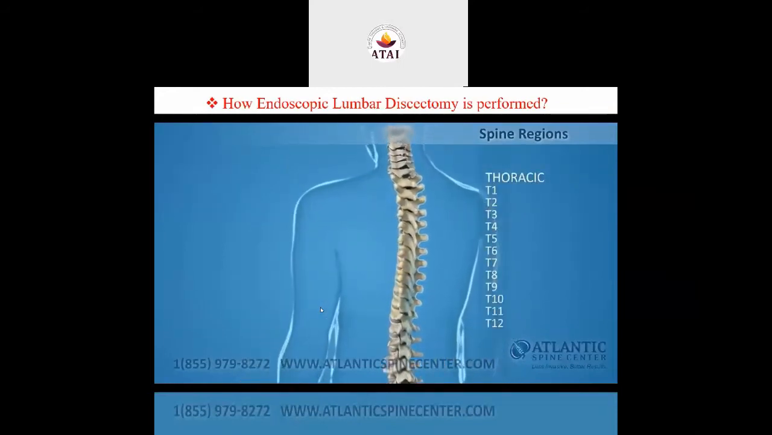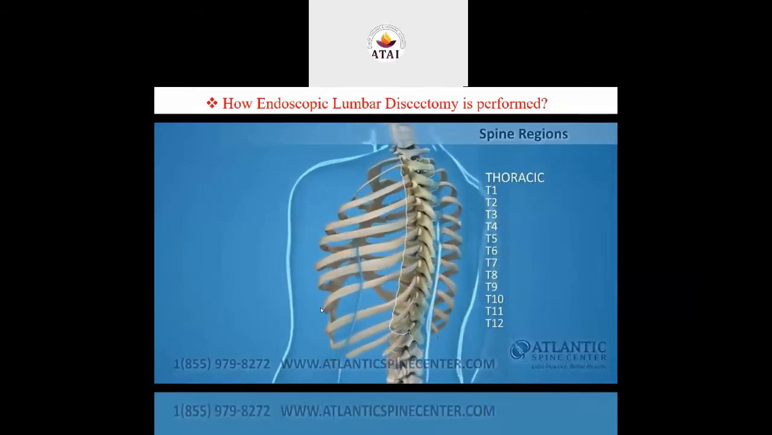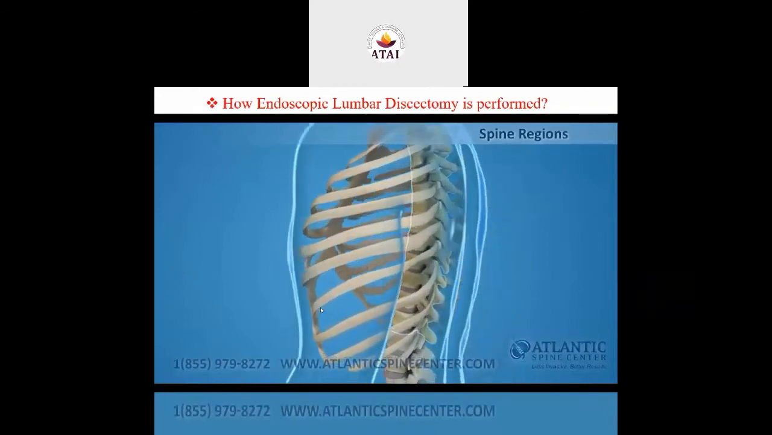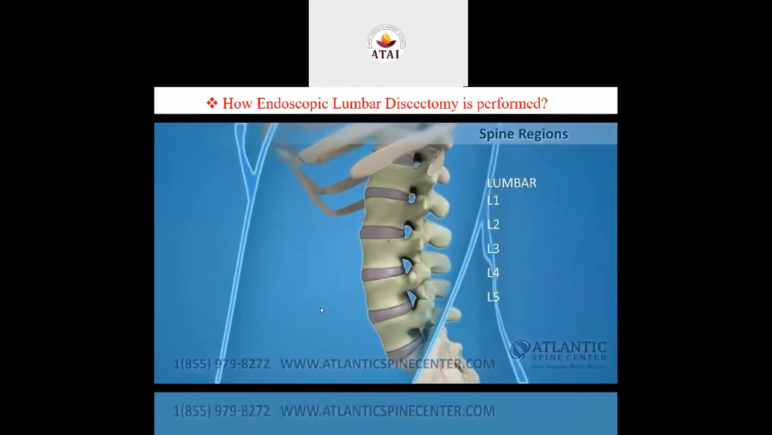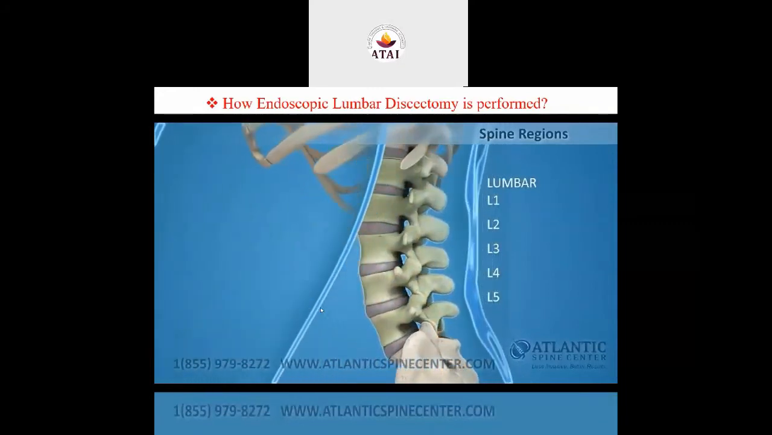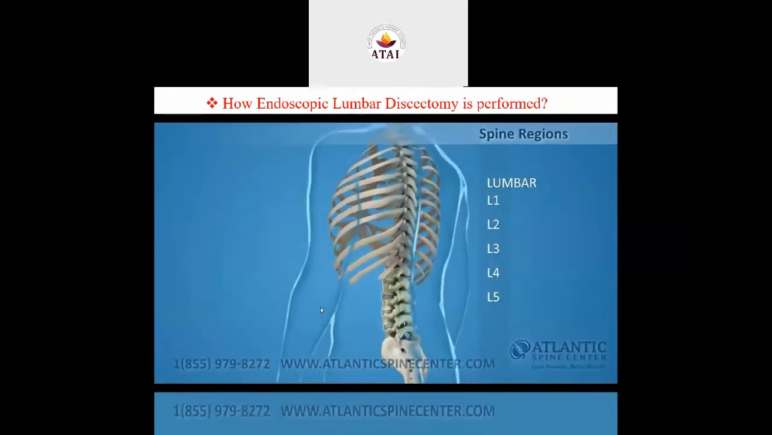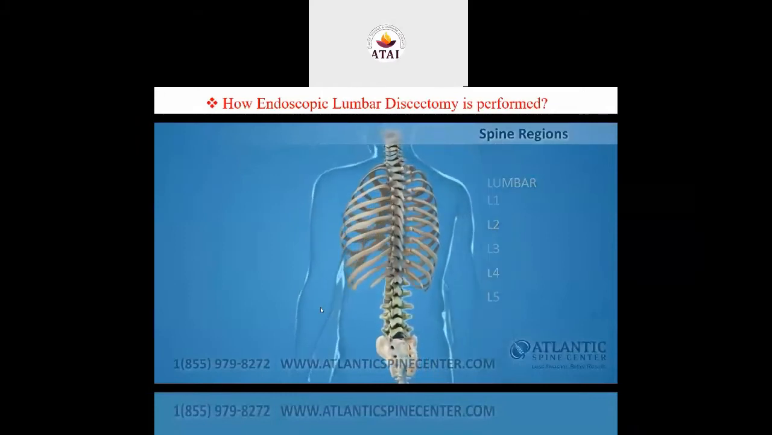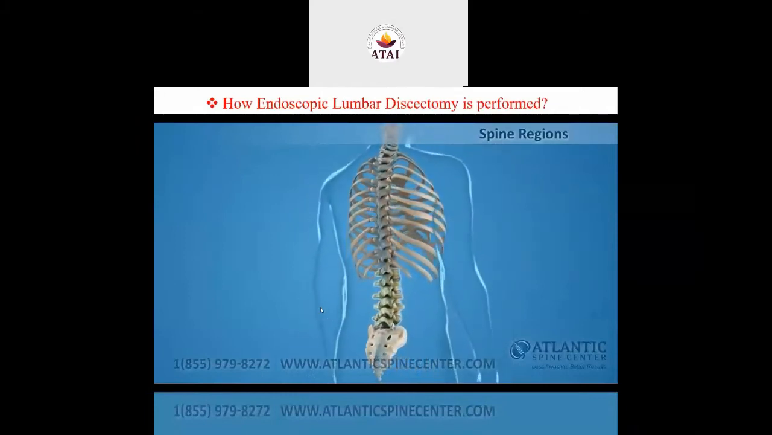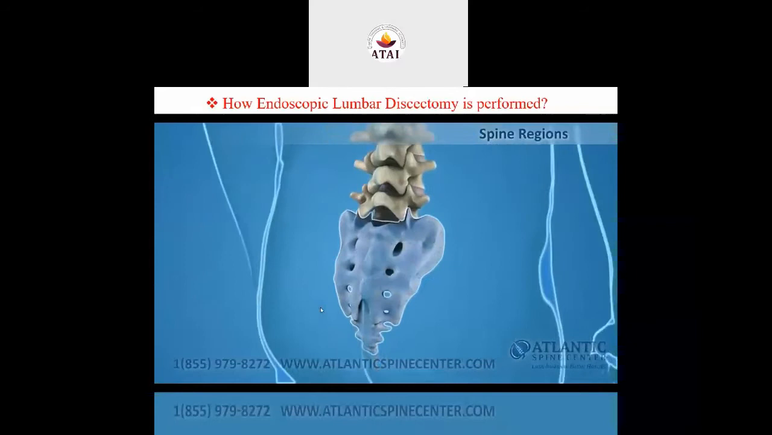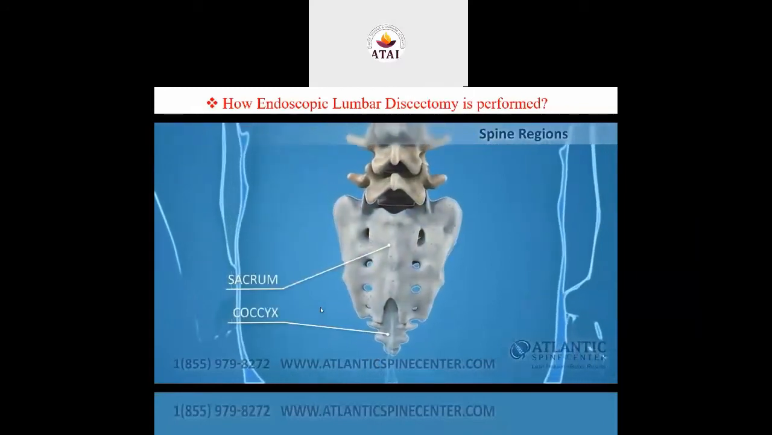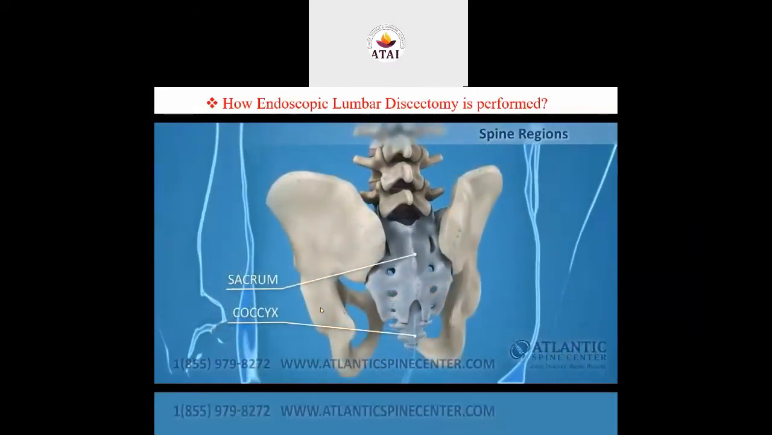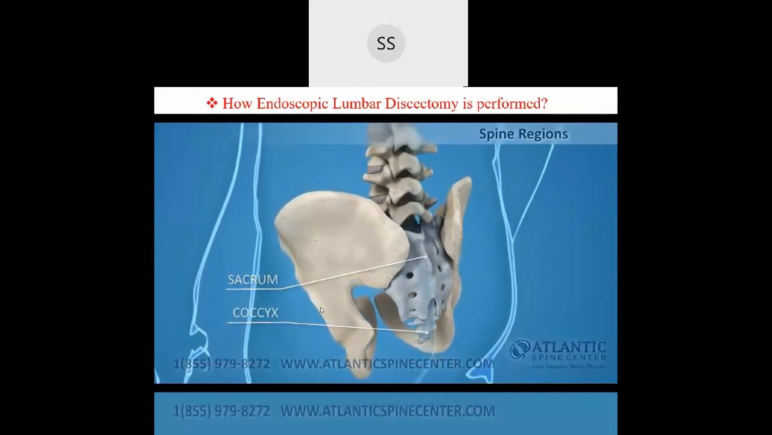T1 through T12, the thoracic vertebrae, are the 12 vertebrae that are joined by ribs to form your rib cage. L1 through L5, the lumbar vertebrae, are 5 sturdy vertebrae that carry most of the weight of your upper body and provide a stable center of gravity when you move. The 5 vertebrae of the sacrum and 4 of the coccyx are fused. It makes up the back wall of your pelvis.